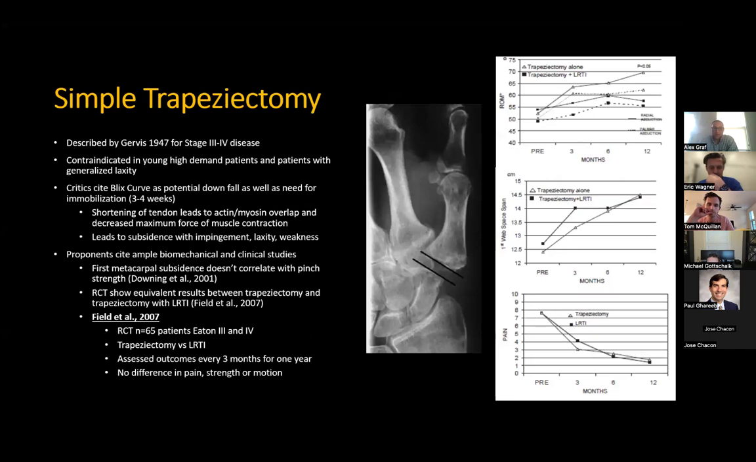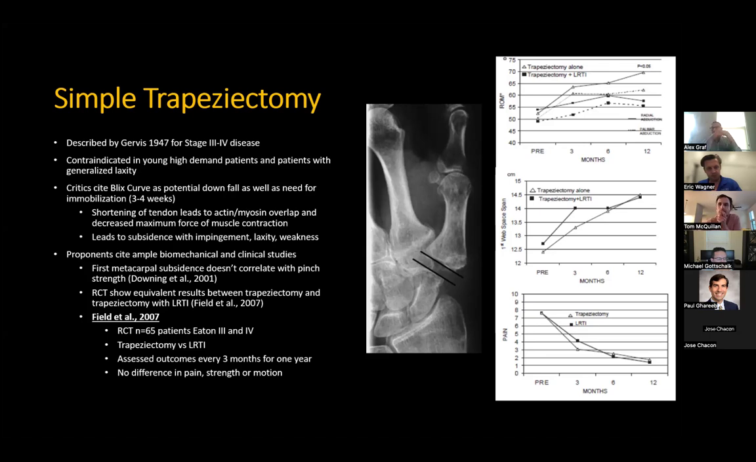So let's talk about simple trapeziectomy. This is the minimalist approach. This is the approach if you own your own surgery center, because there's no implant costs and it can take 20 minutes. Now, the biggest knock to this approach, which is truly just removing the trapezium, closing the capsule, immobilizing, and getting them moving around 4 weeks, is this whole Blix curve concept.